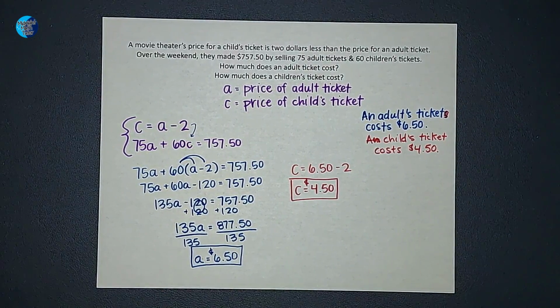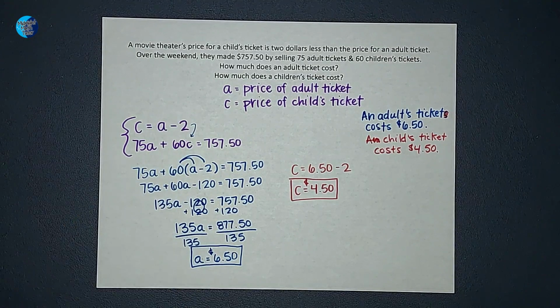All right. So an adult's ticket costs $6.50. A child's ticket costs $4.50. We figured that out using our system of equations.